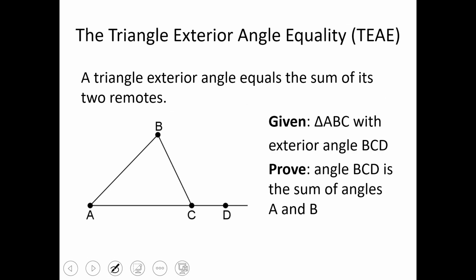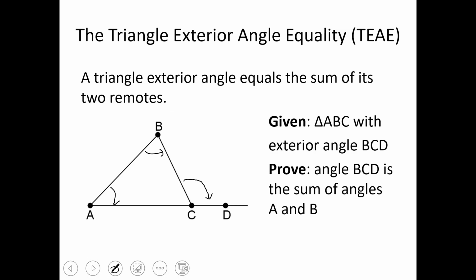So here's our setup. We've got triangle ABC with exterior angle BCD. So here's the exterior angle BCD. And we wish to prove that it's the sum of its two remotes, which of course are angle A and angle B. And how would we do this?